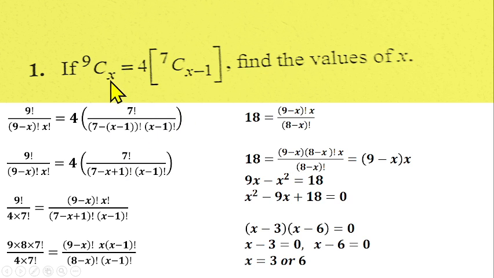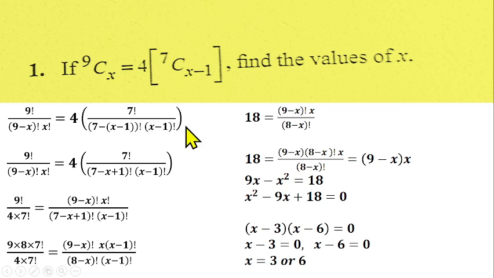Now, how can we write 9 combination x? That can be written as 9 factorial over (9 minus x) factorial times x factorial. If you understand combination, you know that this equals 4 times 7 combination x minus 1, which can also be written as 7 factorial over (7 minus (x minus 1)) factorial times (x minus 1) factorial. So if you understand the combination very well, then this will not be a problem to you when we simplify this like this and this like this as well.